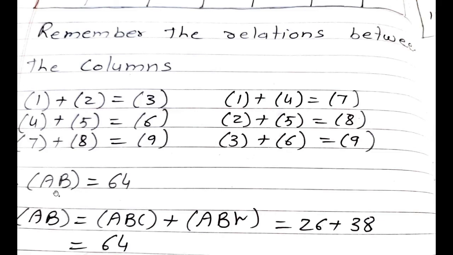We want the value of AB, as AB is equal to ABC plus AB gamma. So value of AB can be calculated as 26 plus 38, which is equal to 64. The next value, A beta. A beta is nothing but A beta C plus A beta gamma. So 18 plus 12. So value of A beta is nothing but 30.